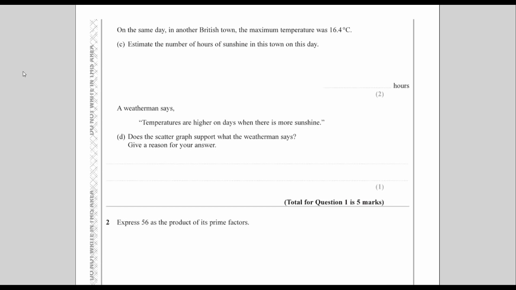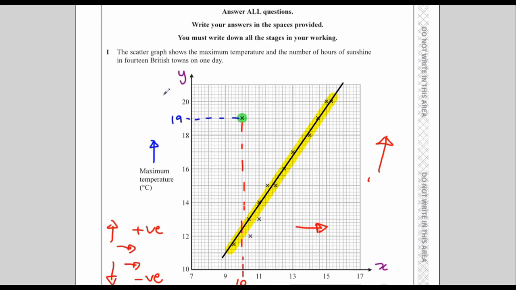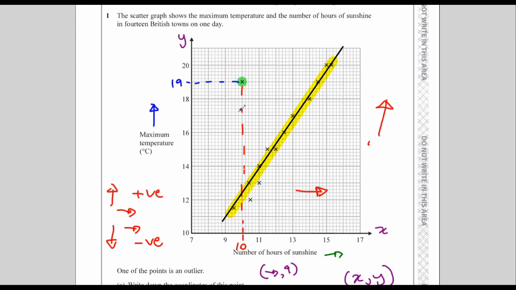Moving on. On the same day, in another British town, the maximum temperature was 16.4 degrees C. Estimate the number of hours of sunshine in the town on this day. Now, that line of best fit that we've just drawn on is going to come in very useful here. So 16.4 as the maximum temperature.